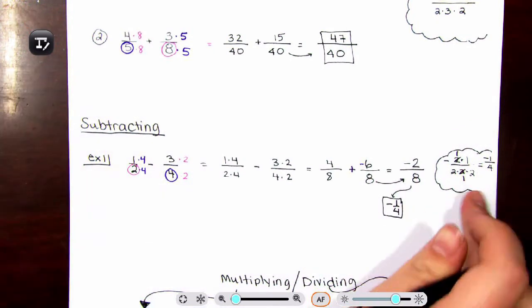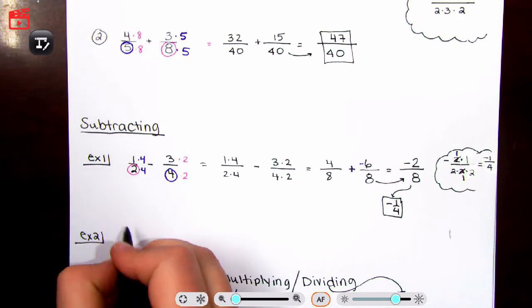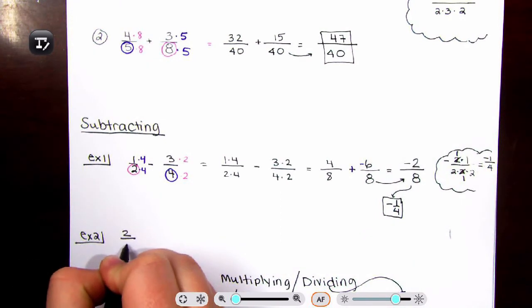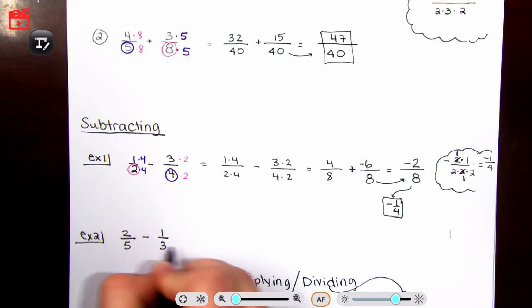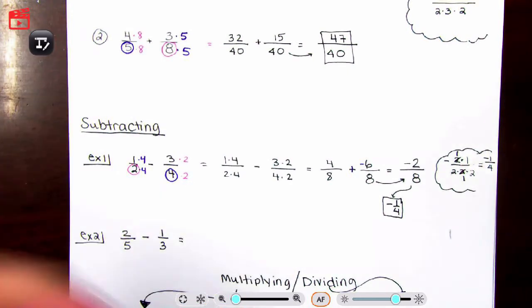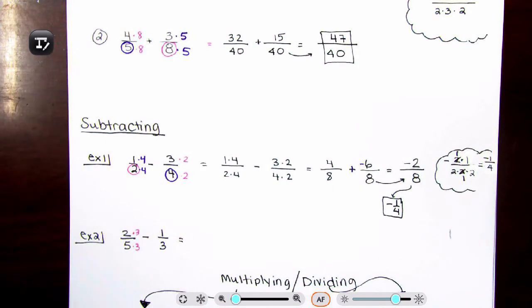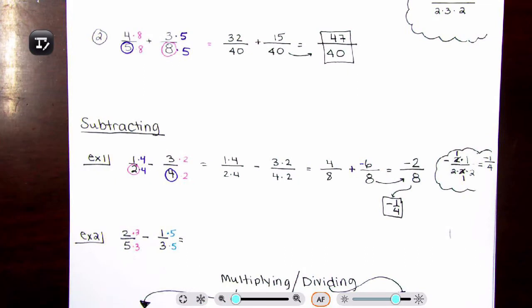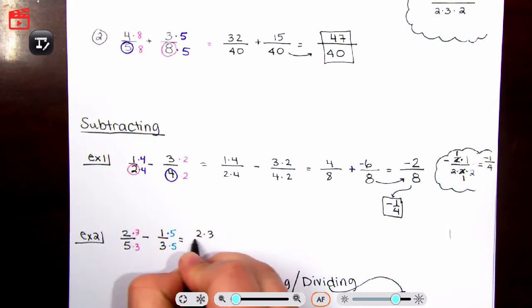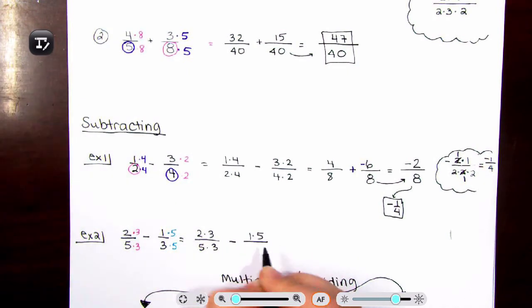Let's do that one more time since I did have a hiccup there. Example 2. Let's do 2/5 minus 1/3. So I'm going to multiply 3 and 3, and I'm going to multiply on the opposite side by 5. So I have 2 times 3, 5 times 3, minus 1 times 5, 5 times 3.